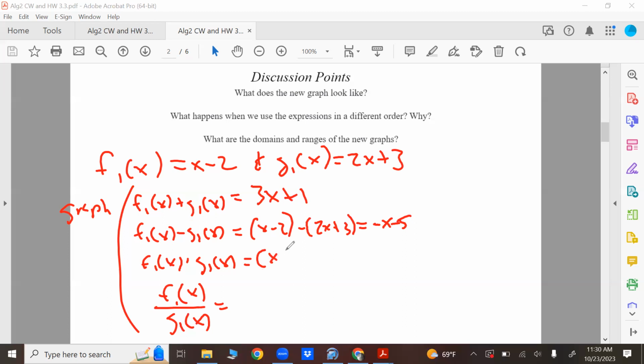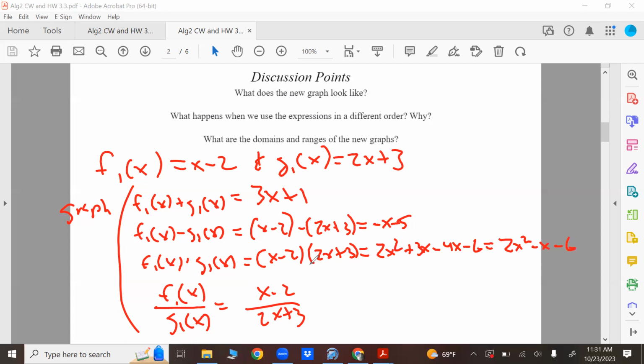When I multiply, what's going to happen? What do I get when I multiply? Keep going. Minus 6. So it's 2x squared negative x minus 6. Okay. And you just put one on top of the other for this one, right?